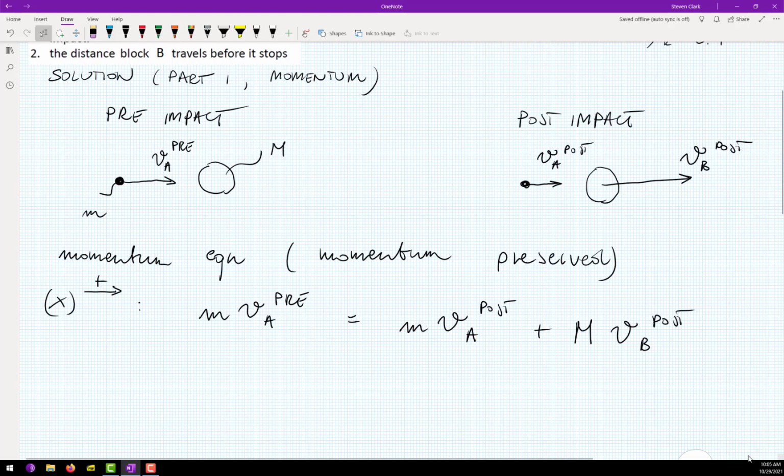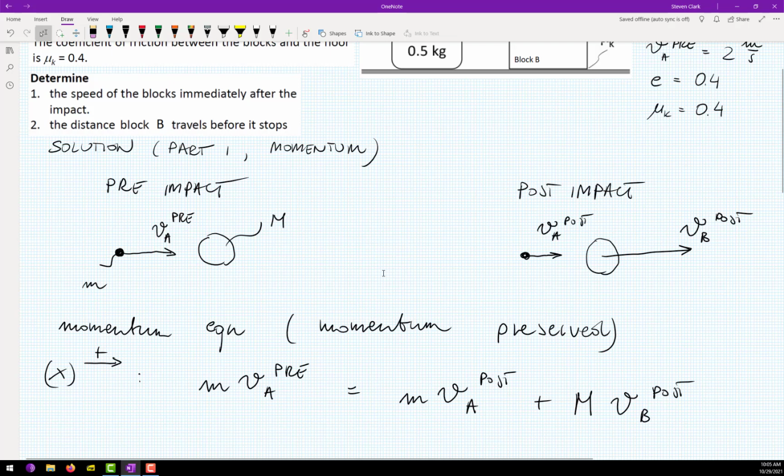Okay, so how many equations do we have and how many unknowns? We do not know this thing. We know what happens pre-impact, but we do not know what happens post-impact. So we have one equation and two unknowns. We need another equation. Which one? We are going to go for the coefficient of restitution.